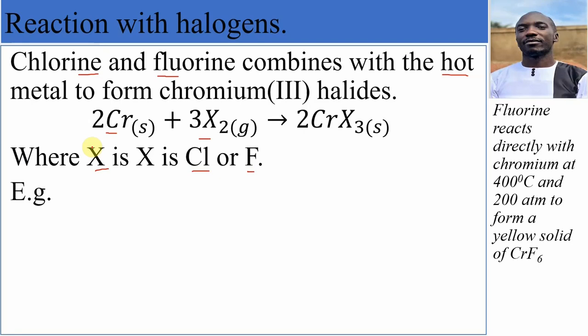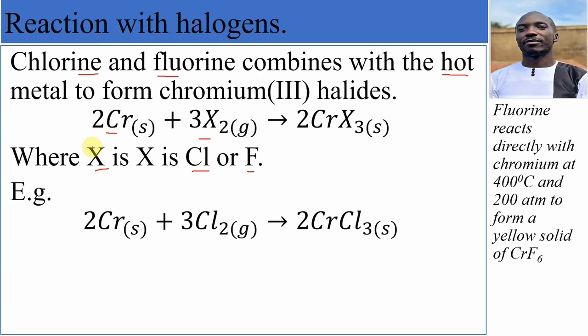For example, if we choose maybe one of the two elements, we can say chromium reacting with chlorine, and we are forming chromium 3 chloride. Then also fluorine reacts with chromium at this temperature. So here we are being specific. There is heating, but this is the particular temperature and also pressure of 200 atmospheres to form a yellow solid of chromium 6 fluoride. So that is with fluorine.